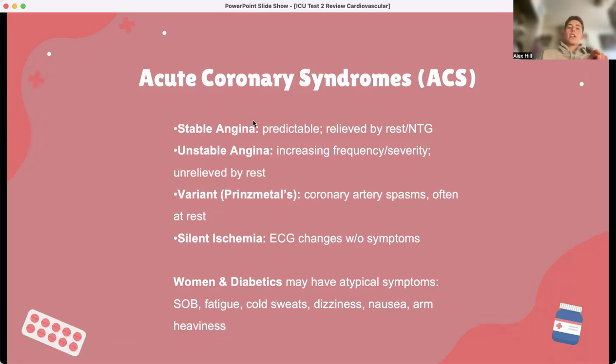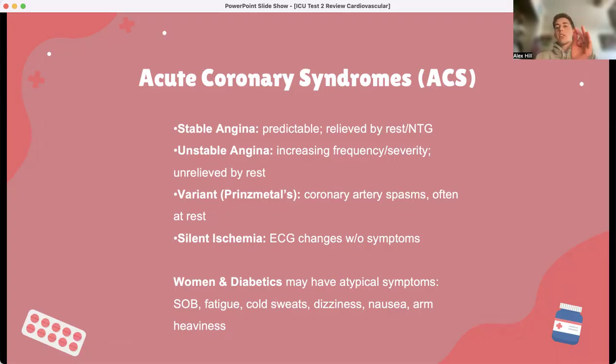So stable angina, it's predictable. So if you have occluded vessels and you start going for a run, then your heart needs more oxygen, but it can't get it like it needs it. And so then you start getting that pain. It's relieved by stopping the exercise or nitroglycerin, which causes vasodilation, more blood flow. And unstable angina is essentially just even more occlusion. So even when you rest, it doesn't relieve it.